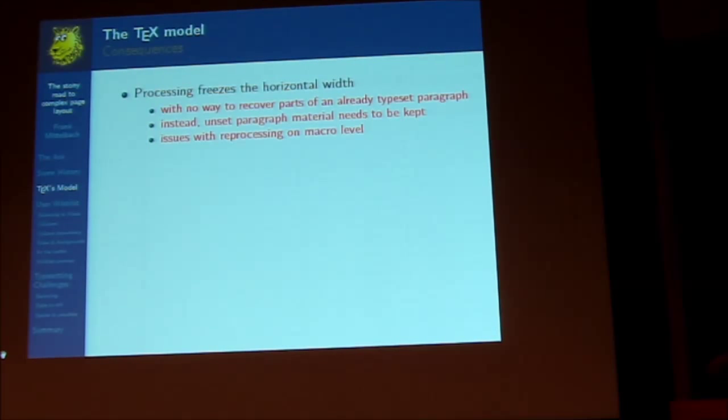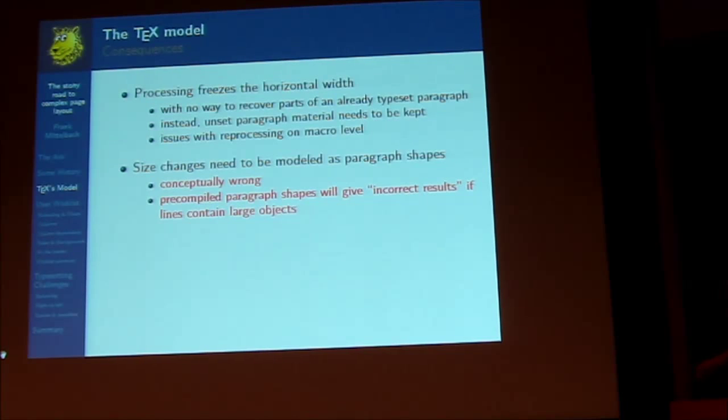Okay, so the consequence of this model is that this paragraph to galley to page is freezing your horizontal width. And by freezing, I mean you have issues with reprocessing. You can't actually change the widths on the fly if outside triggers like a page break happen. That's one consequence. I also talked about the paragraph shapes, which go wrong if you have unusual objects in your paragraph.